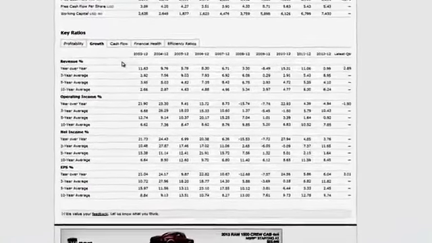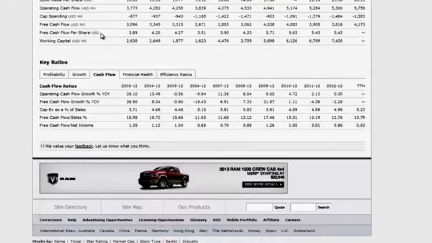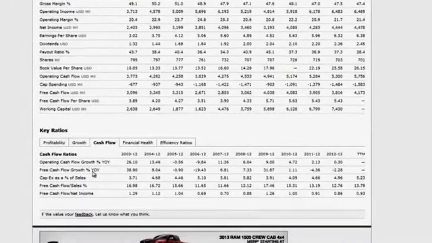Then there's a tab for some growth percentages. So this is just year-on-year, 3-year average, 5-year average, 10-year average growth in revenue, operating income, net income, earnings per share. Similar numbers for growth in cash flow.